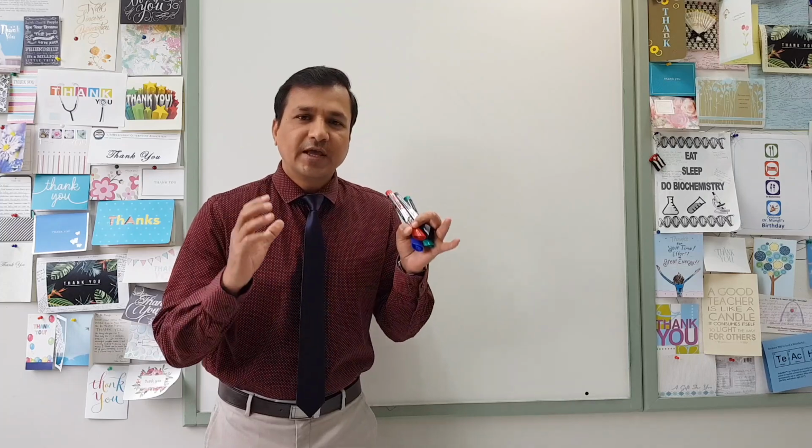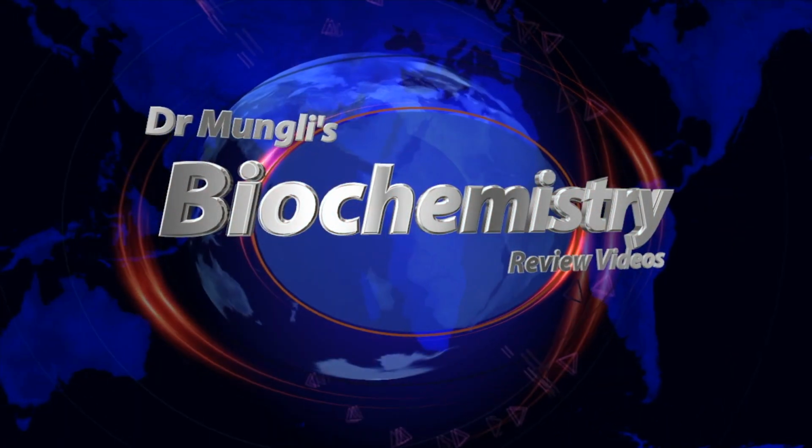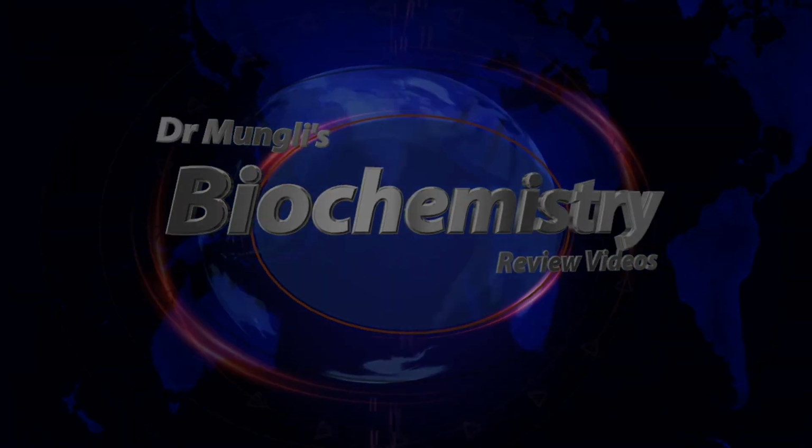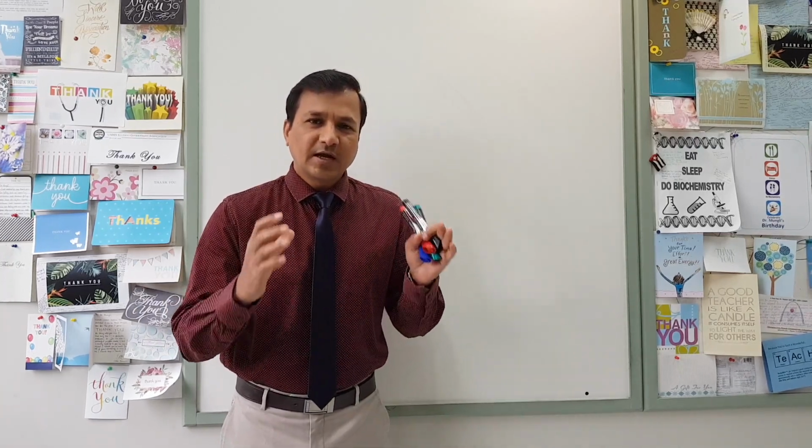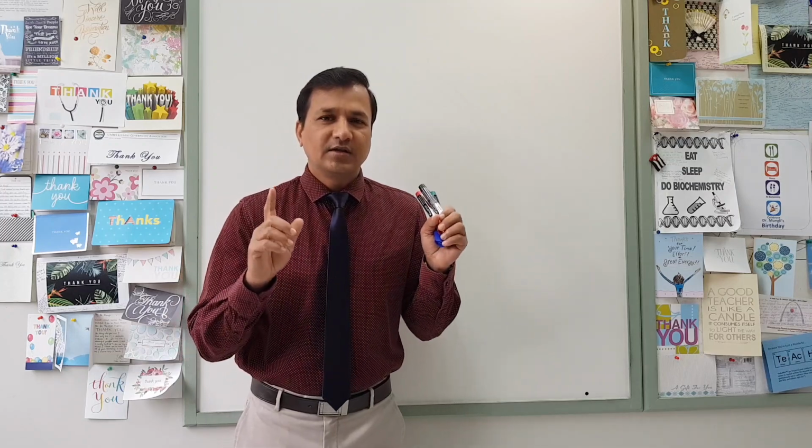In this video, I will be explaining all about heme catabolism. Now, what happens when heme is catabolized? The catabolism of heme goes on in three tissues: the spleen, the liver, and the intestine. Now, where do we get this heme from?